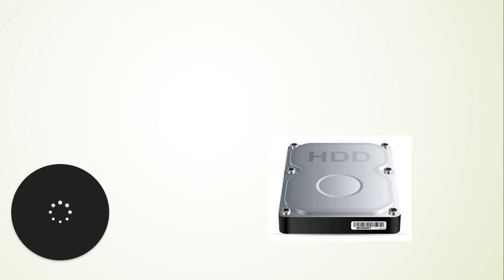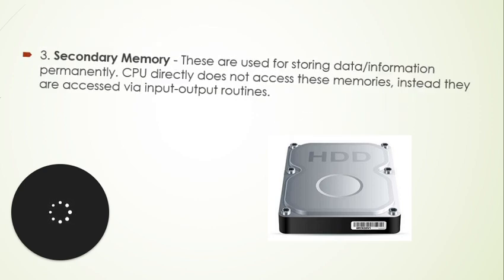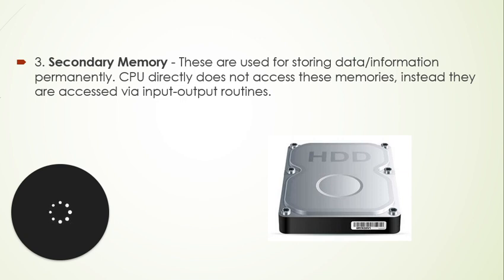The last type of memory that I'm going to look at is the secondary memory. Secondary memory is used for storing data and information permanently. The CPU accesses this data using input-output routines. We'll look at it in the next class. This type of memory is also known as backup memory because it stores data permanently, that is, it is non-volatile in nature.